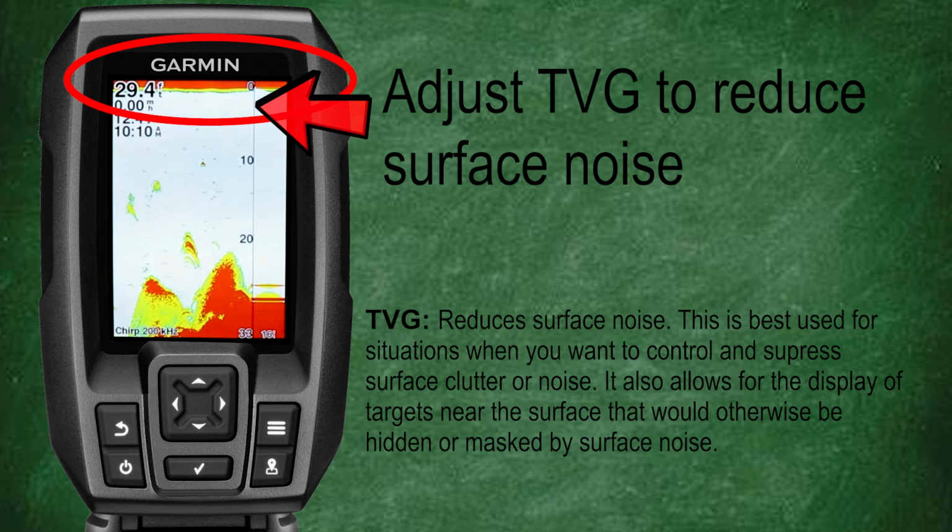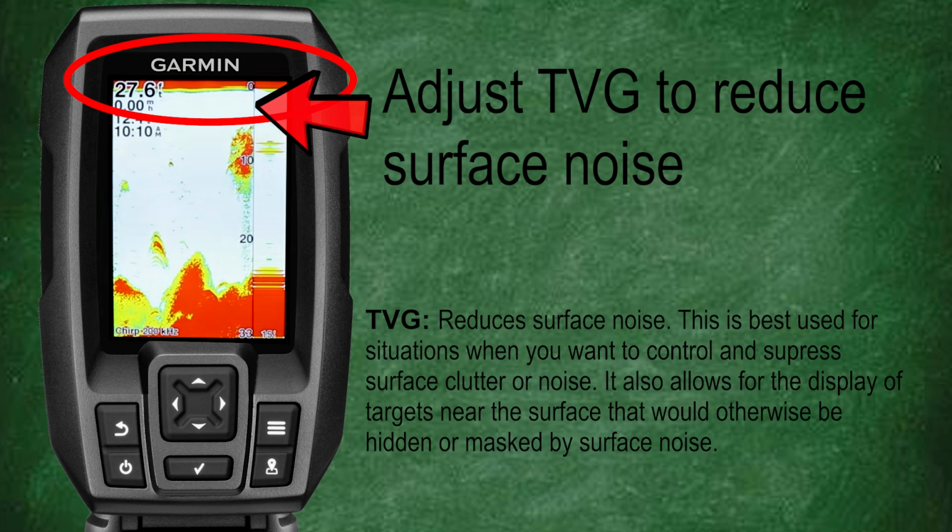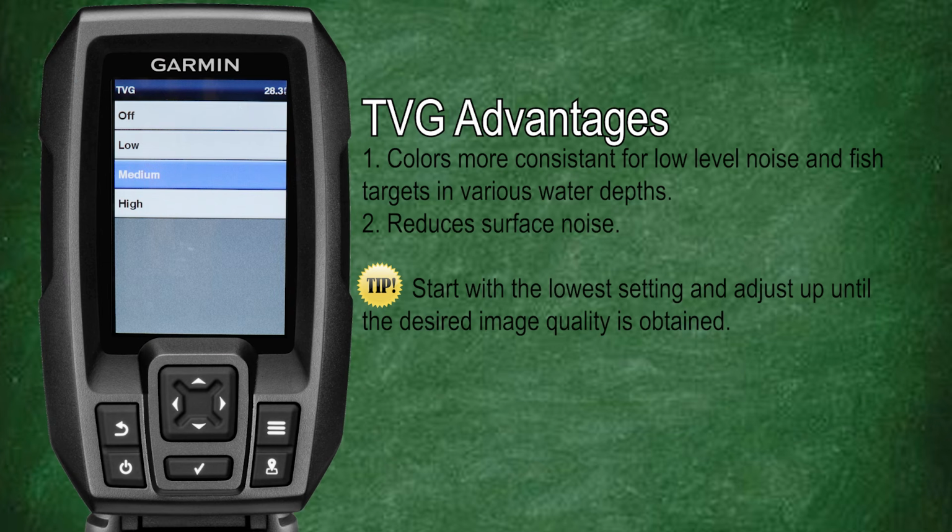TVG adjusts the appearance of returns to compensate for weakened sonar signals in deeper water and reduces the appearance of noise near the surface. When the value of this setting is increased, the colors associated with low-level noise and fish targets appear more consistent throughout various water depths. This setting also reduces noise near the water surface. Again, I'd start with the lowest setting and progressively work higher until the desired image improvements are realized.